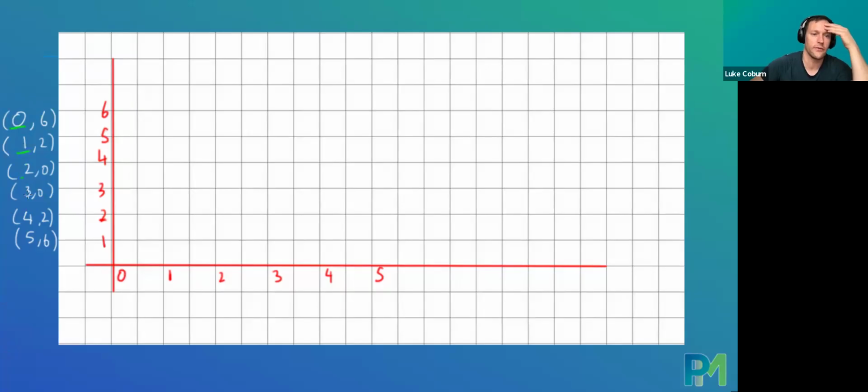Okay, so let's have a look at these. These are all the input numbers, okay? And we're going to call that the x-axis, right? The x numbers. These are the input numbers. And we can put all these numbers down like that. There they are, 0, 1, 2, 3, 4, 5.